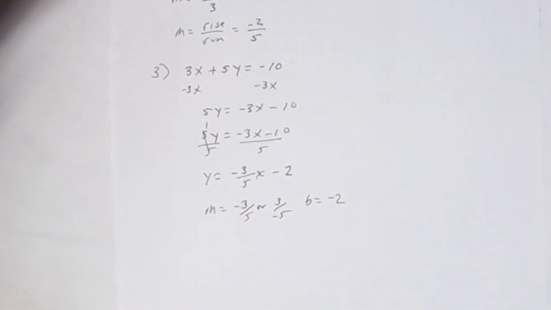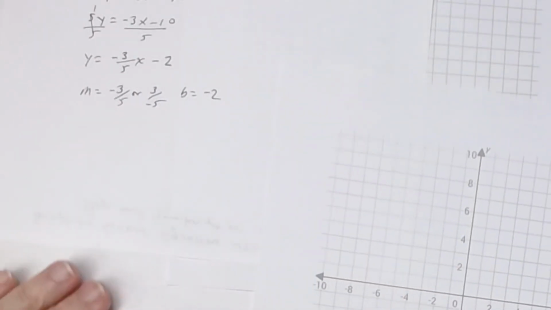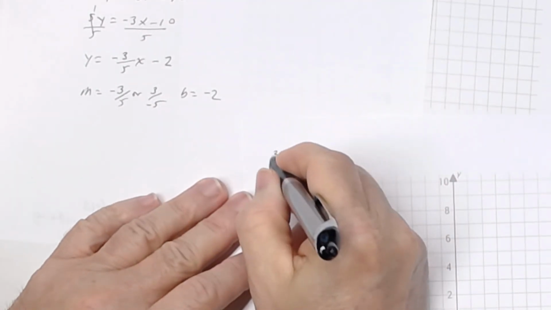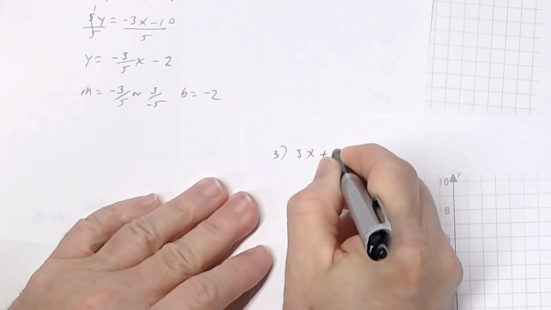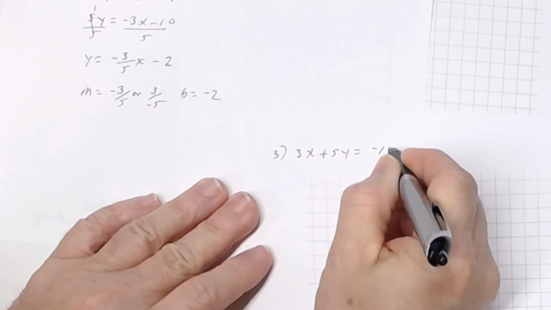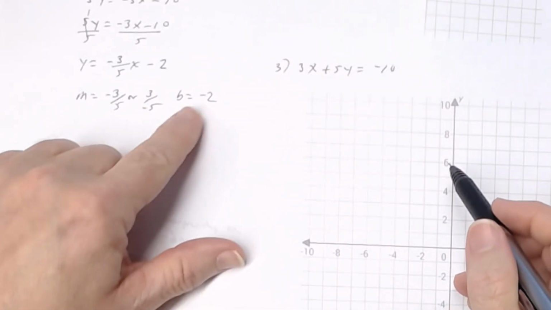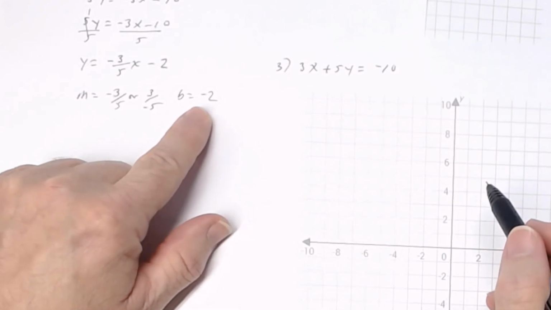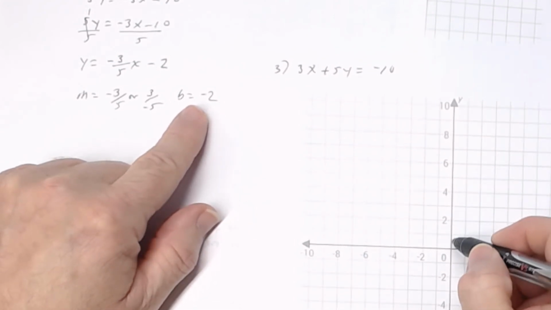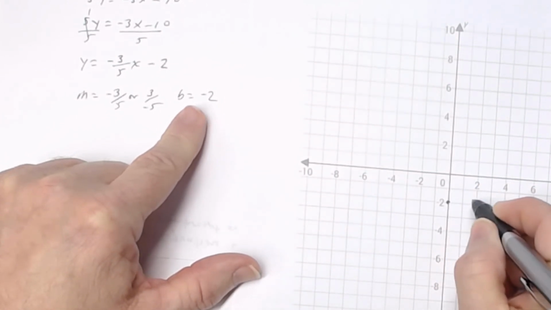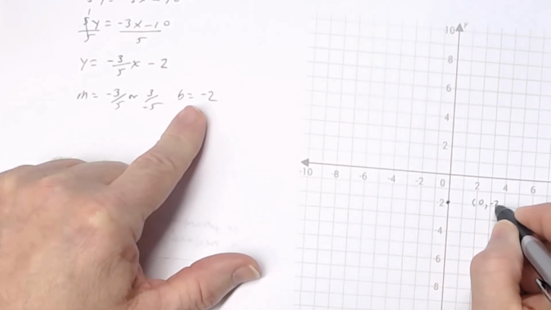So my y-intercept is negative 2. Remember, to graph the line, we need at least 2 points, and I know one of them already. The one we're about to graph is 3x plus 5y equals negative 10. First of all, I need to plot my y-intercept. My graph is going to cross the y-axis at negative 2, so that's right here, which has coordinates 0 and negative 2.